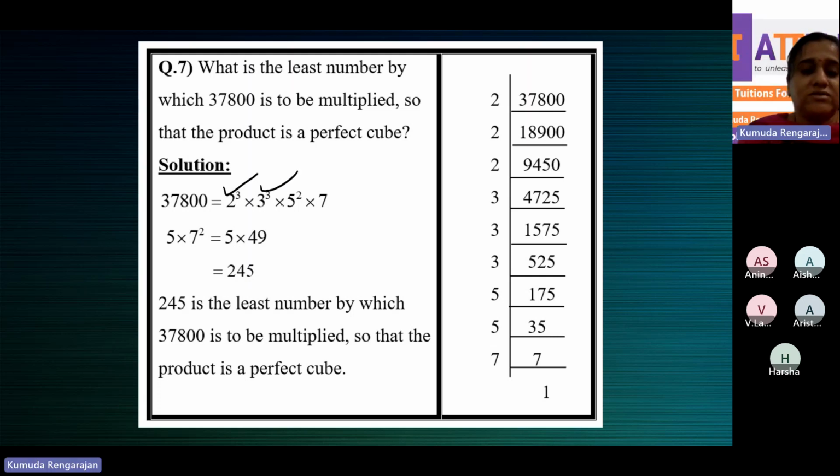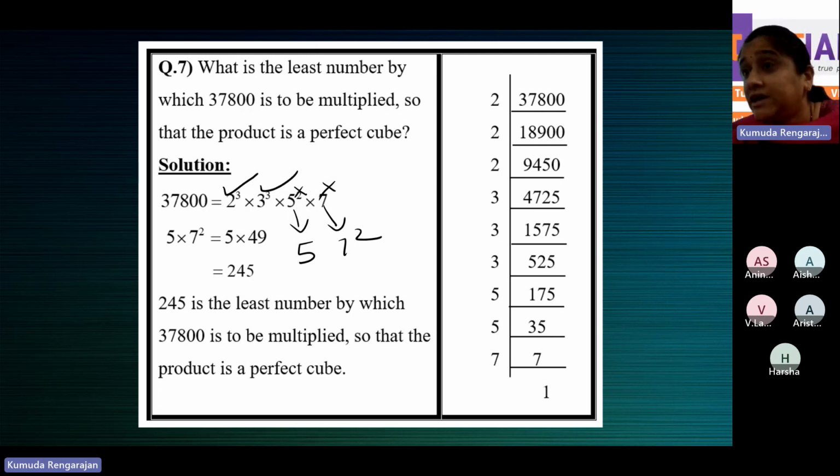Tick for this, tick for this. This one not tick. Cross, cross. How will this become 5 cubed? You need one more 5. How will this become 7 cubed? 2 more 7s. Not 7 plus 7, 14, children. 7 into 7. Correct?